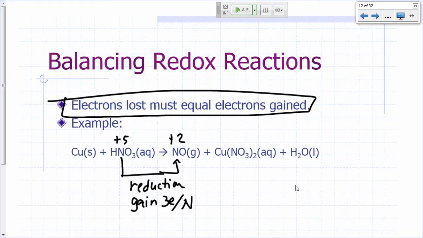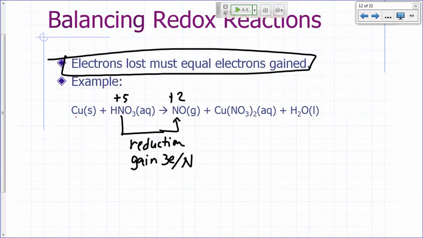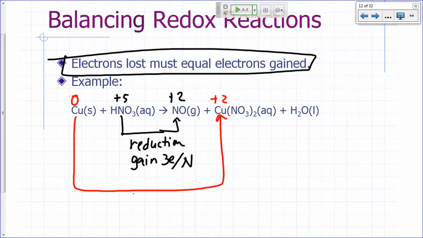And what happened to your copper? Remember what did happen to our copper? From 0 to +2, right? That's oxidation. So when you become more positive, that means you've lost electrons. How many electrons are lost here? 2 electrons for every copper.